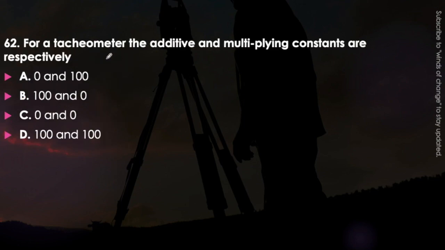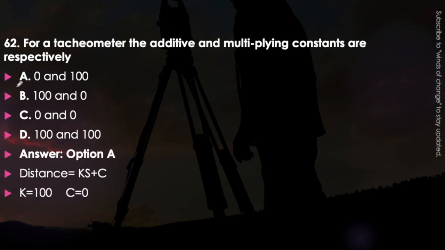Next question. For a tachymeter, the additive and multiplying constant are respectively 0 and 100, 100 and 0, 0 and 0 or 100 and 100. Just think about it. Very easy question. What will be the additive and multiplying constant? In the formula of tachymeter, if we have to find out the horizontal distance, then the formula is distance equal to ks plus c, in which s is the staff intercept, k is the multiplying constant and c is the additive constant. So the answer will be option A, that is 0 and 100.